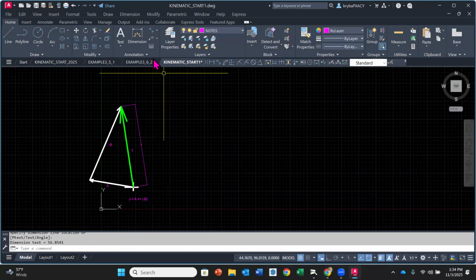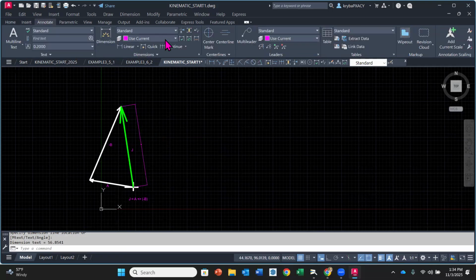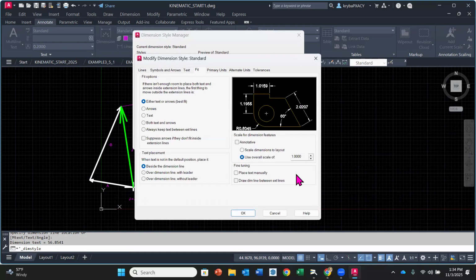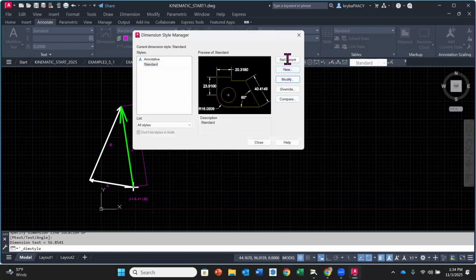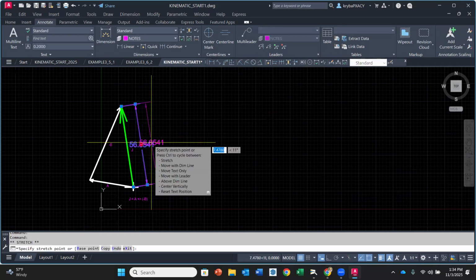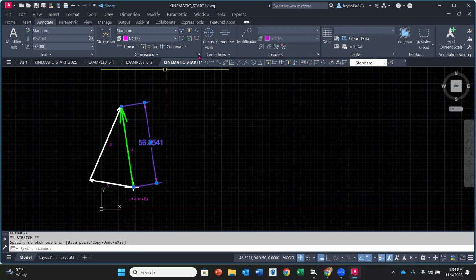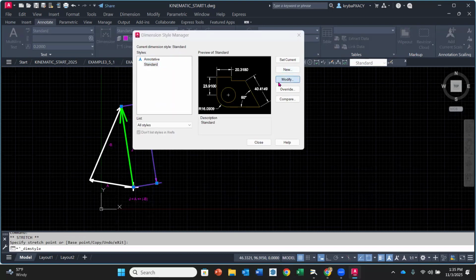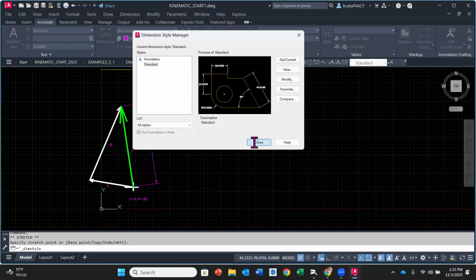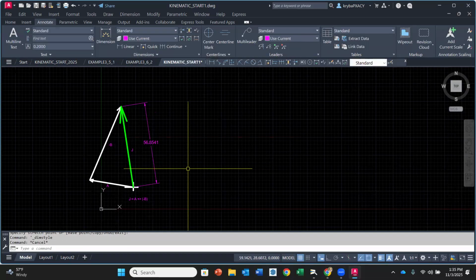Okay. Too small, right? So I'm going to have to go to annotate or down arrow by dimension, modify, and on the fit tab, I'm going to do 20 to start. See if that looks good. Oh, that's pretty big comparatively, so I'll go back. We'll do modify. It does not have to be perfect. I'm going to do 12. Okay, set current and close. That's about right. There we go.